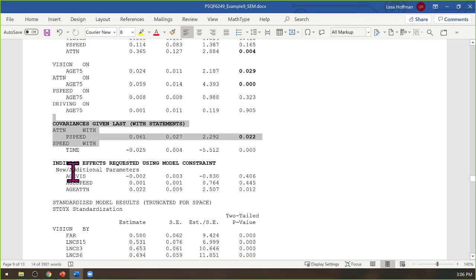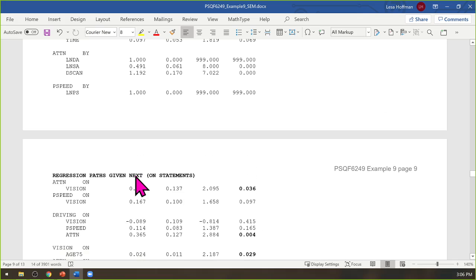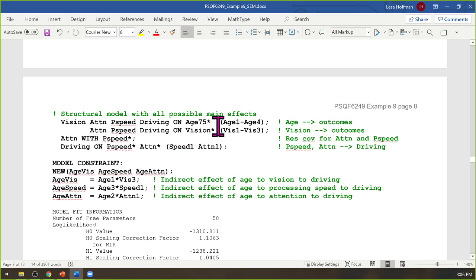And then here are indirect effects that I computed to assess mediation. So let me find that section of the code because I haven't talked about that yet. These things right here, those are labels. So I labeled my X to M paths. I labeled my M to Y paths. And so then in model constraint, I'm computing 3 different types of indirect effects.